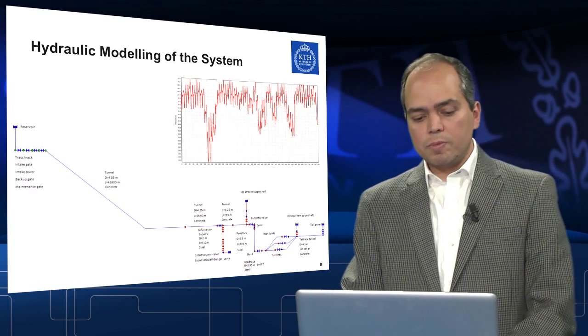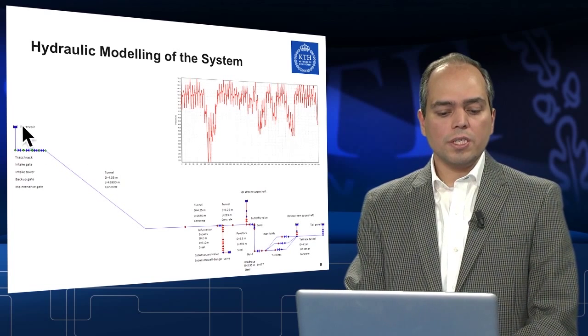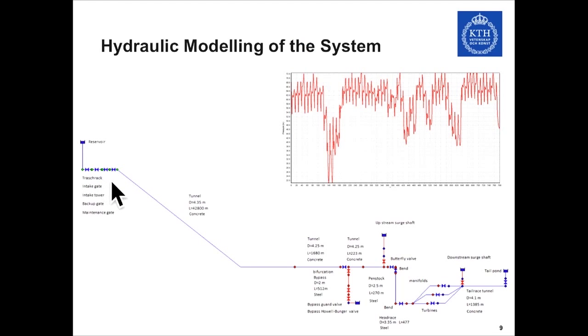Here is an example from a project. So you could see a reservoir here, and then comes the trash rack, inlet gate, intake tower, backup gate, and each one introduces its own minor losses to the system. Then comes a tunnel. The diameter is around 4 meter 35 centimeter. The length of the tunnel is 42.8 kilometers. So you could see the scale of this project, and it is a concrete lined tunnel.